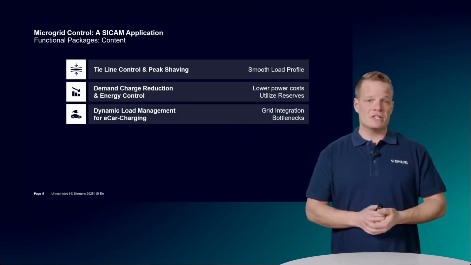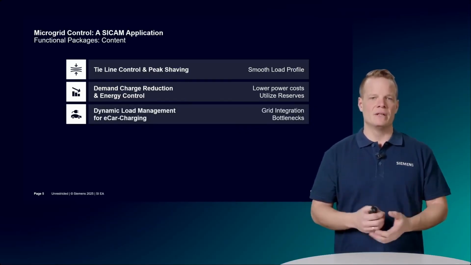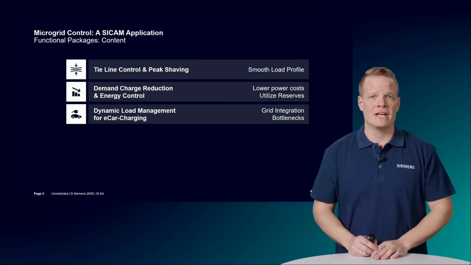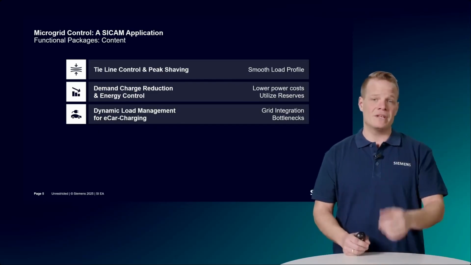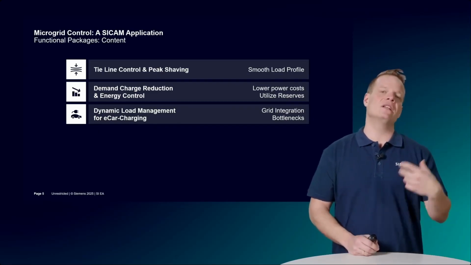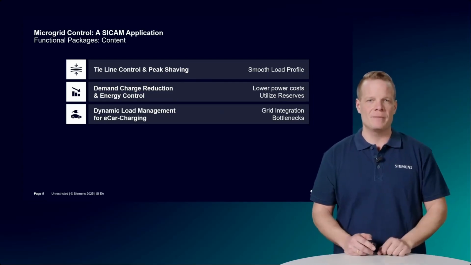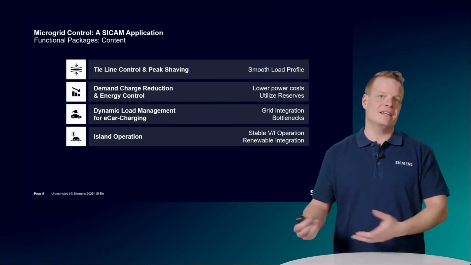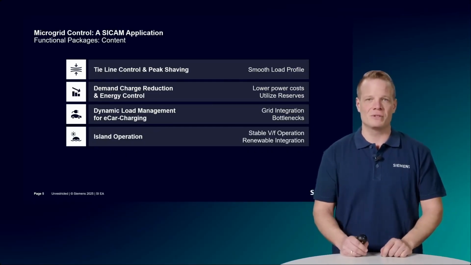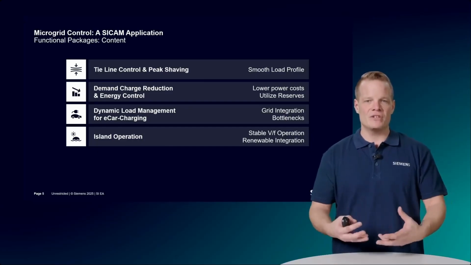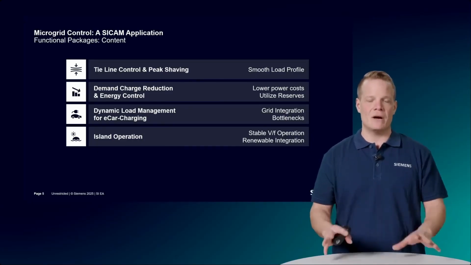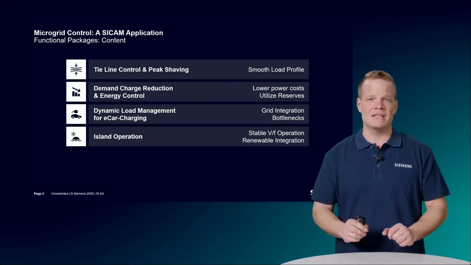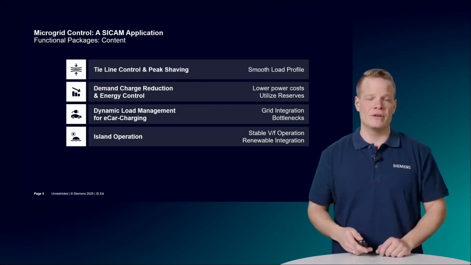Then we have one functional package covering the dynamic load management for e-car charging. So bundling functions and also hardware in a package to allow and avoid this grid bottlenecks and to allow the integration of this e-car charging equipment into your existing grids. Then island operation, that's where we come from with microgrid control. So island operation for pure island systems. So without grid connection, ensuring a stable supply, ensuring voltage and frequency is stable, as well as the integration of renewables.